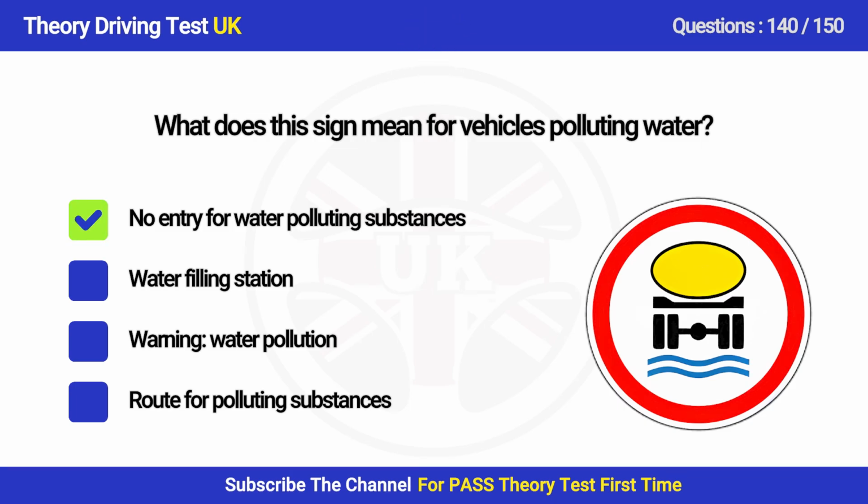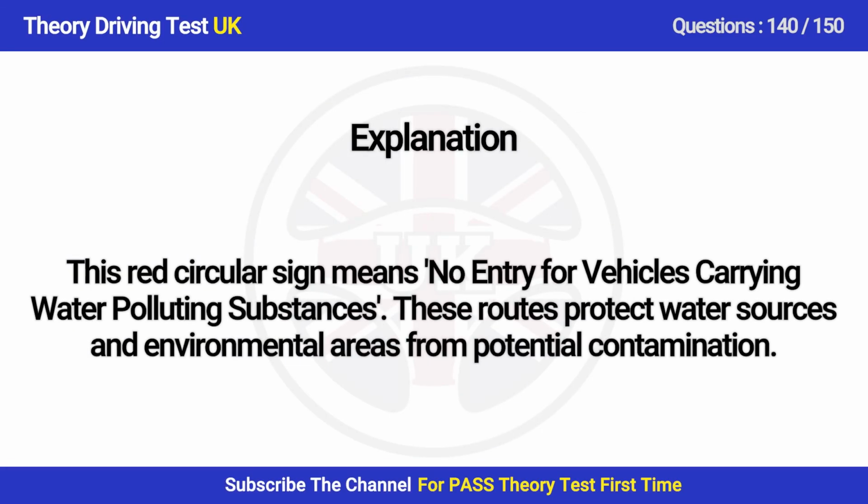Answer is A, no entry for water polluting substances. This red circular sign means no entry for vehicles carrying water polluting substances. These routes protect water sources and environmental areas from potential contamination.